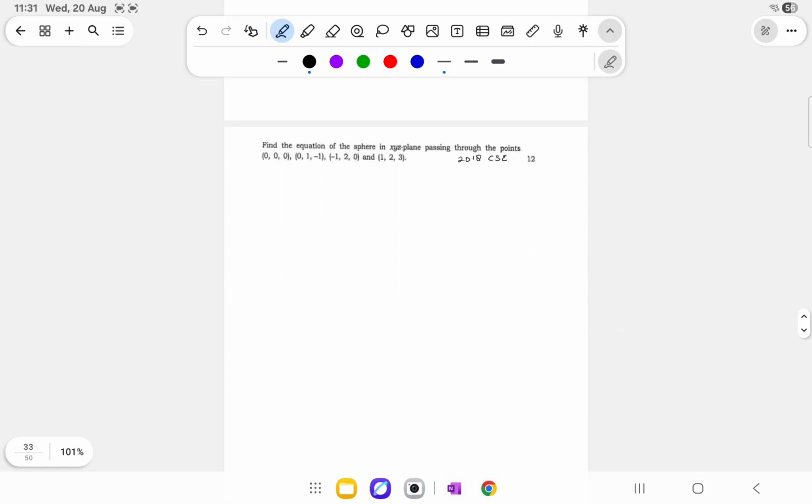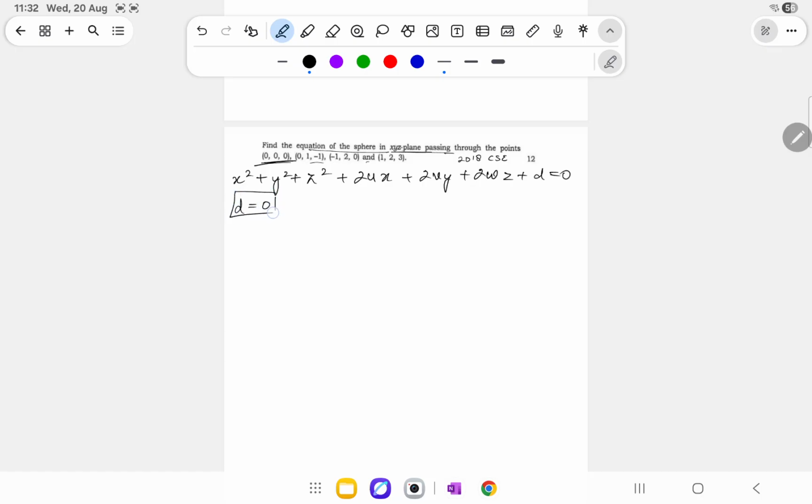So in next question they have asked us to find the equation of sphere in xyz plane passing through points. So they have given us 4 points and they have asked us to find the equation of sphere. So let us assume any general equation of sphere, that is x square plus y square plus z square plus 2ux plus 2vy plus 2wz plus d equals to 0. Since it passes via origin, so I can directly write that my d will be equals to 0. Further it passes via 0, 1, minus 1, so it will be 1 plus 1 plus 2v minus 2w equals to 0. So it is 1 plus v minus w equals to 0.